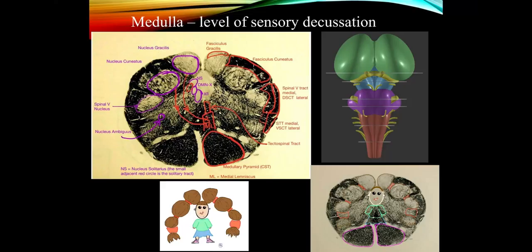Okay, the nuclei I've already pointed out here: nucleus gracilis, cuneatus, and then still the spinal trigeminal nucleus here and over here. I didn't point out the spinal trigeminal tract, but it's still going to be right adjacent to the spinal trigeminal nucleus. Now you'll notice in your handout that I did not put an asterisk by the dorsal and ventral spinocerebellar tract, which are here, and the spinothalamic tract, which is here.